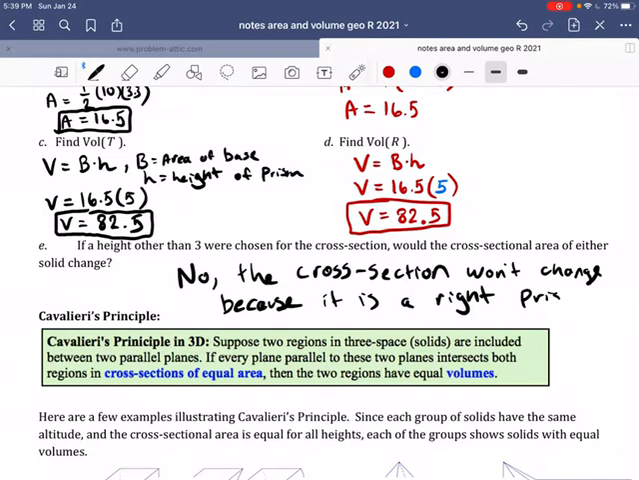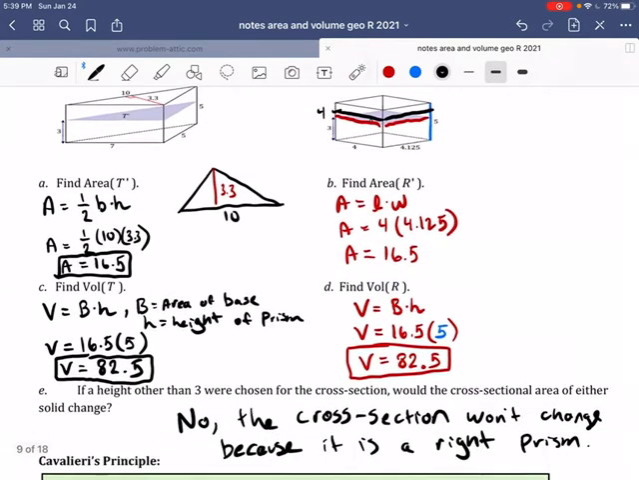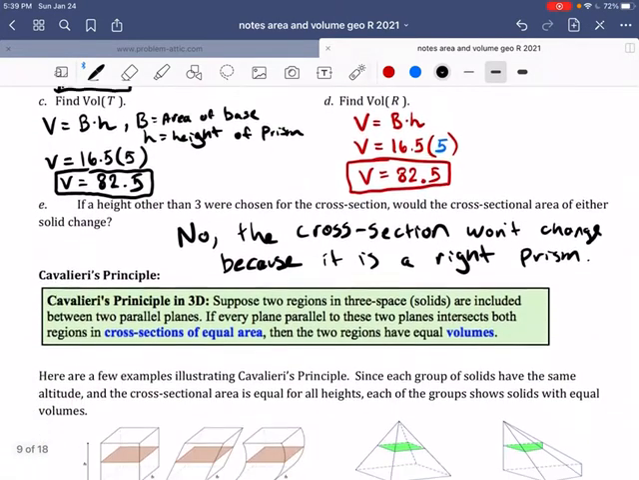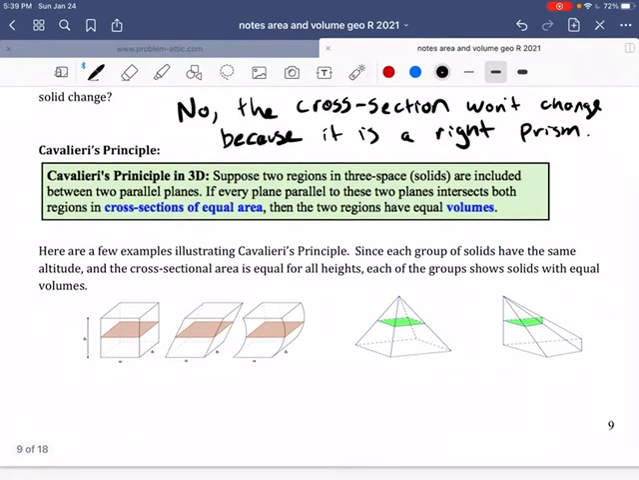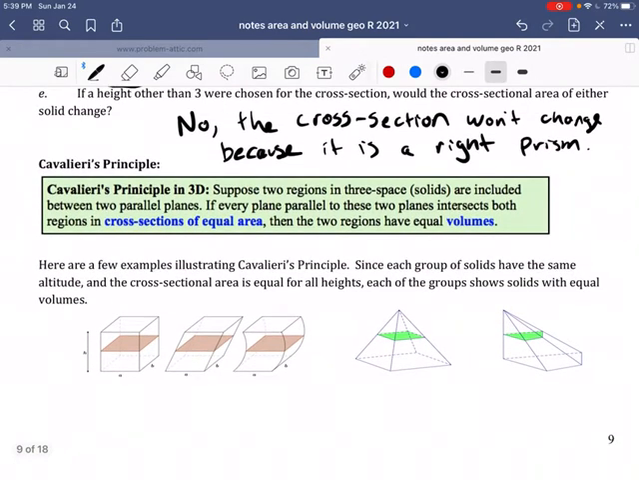All right. So this kind of brings us to the main topic of this lesson, which is called Cavalieri's principle. Cavalieri was an Italian mathematician, but Cavalieri's principle in 3 dimensions says this. Suppose two regions in 3D space, which are solids, are included between two parallel planes. If every plane parallel to these two planes intersects both regions in cross-sections of equal area, then the two regions have equal volumes. That is a mouthful, but it's probably a lot easier to look at an example.